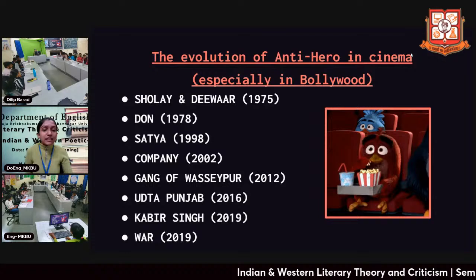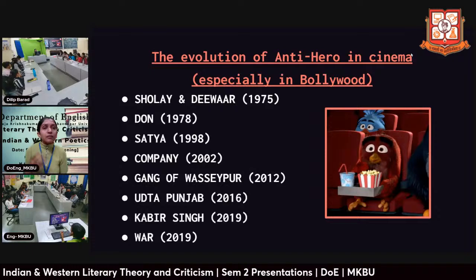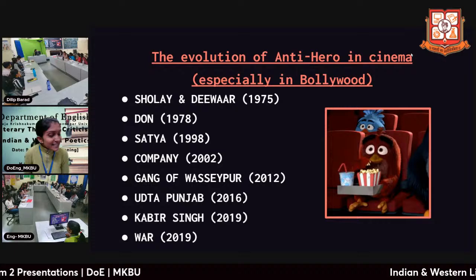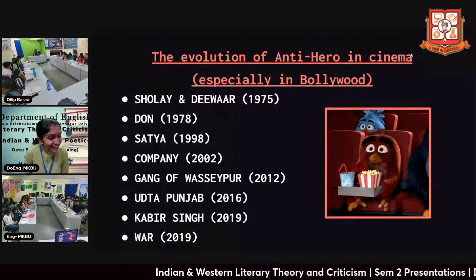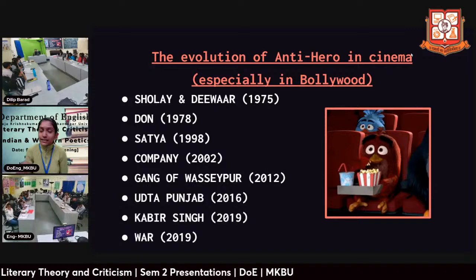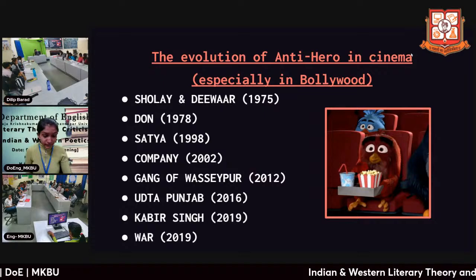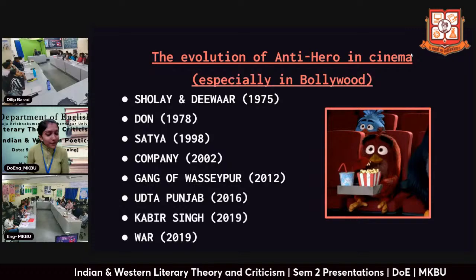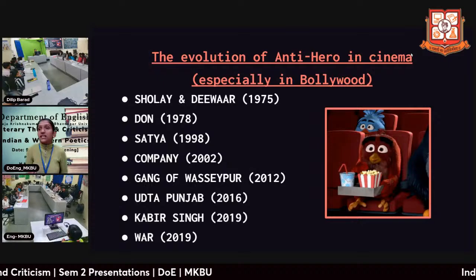The evolution of anti-heroes in cinema, especially in Bollywood cinema. If we look, then Sholay and Deewar from 1975. In Sholay, we have an anti-hero like Gabbar Singh. Gabbar Singh is in a way the most well-known anti-hero. In Deewar, we have Vijay Verma. In Don, we have Don himself. In Satya, Bhikhu Mhatre, we have this anti-hero. In Company, we have Malik, a kind of anti-hero. Gangs of Wasseypur, how can we forget that. We have Faisal Khan. In Kabir Singh, we have Kabir Singh himself. In War, we have Kabir, a role played by Hrithik Roshan, and how they are fighting against the authority for justice.